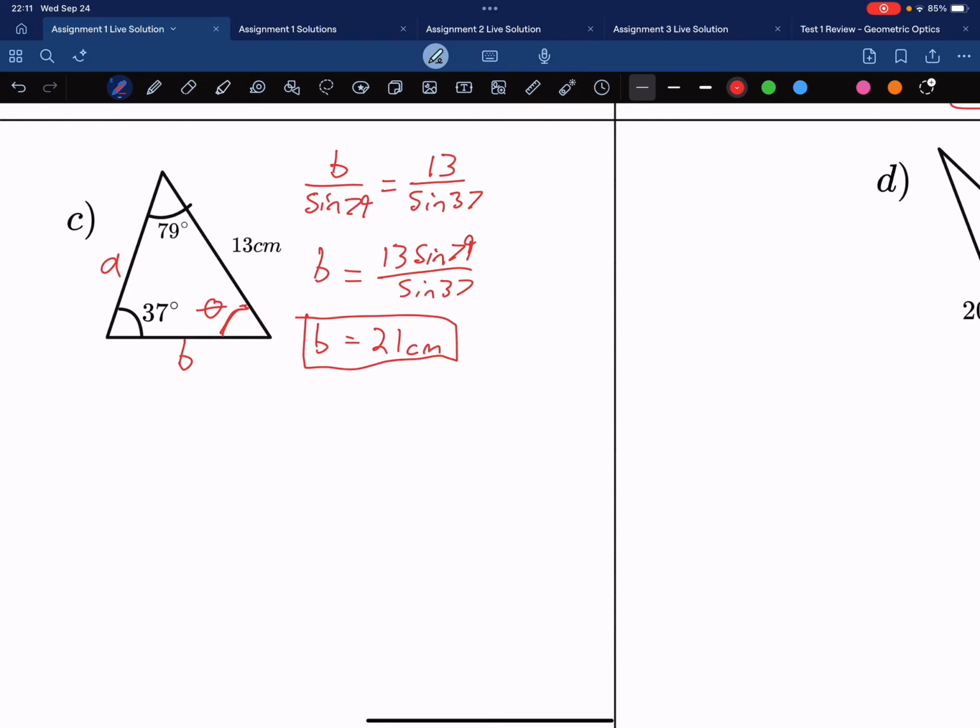So now we have enough information to look for theta or A. In this case, we could do 180 minus 79 minus 37 equals theta, and we would get 64.